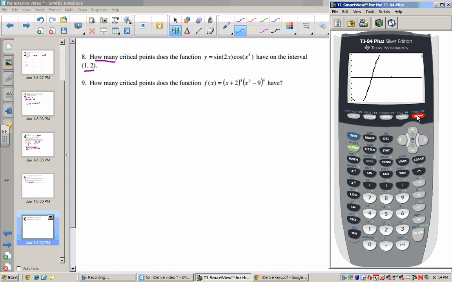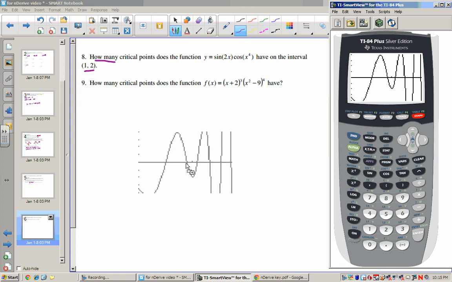Now it takes a little while because it is actually doing nDerive for every one of these points and basically playing connect the dots. And so if you have a complex function, it takes the calculator a little time to figure it out. All right, so here we go. And I'm going to bring that graph over here.